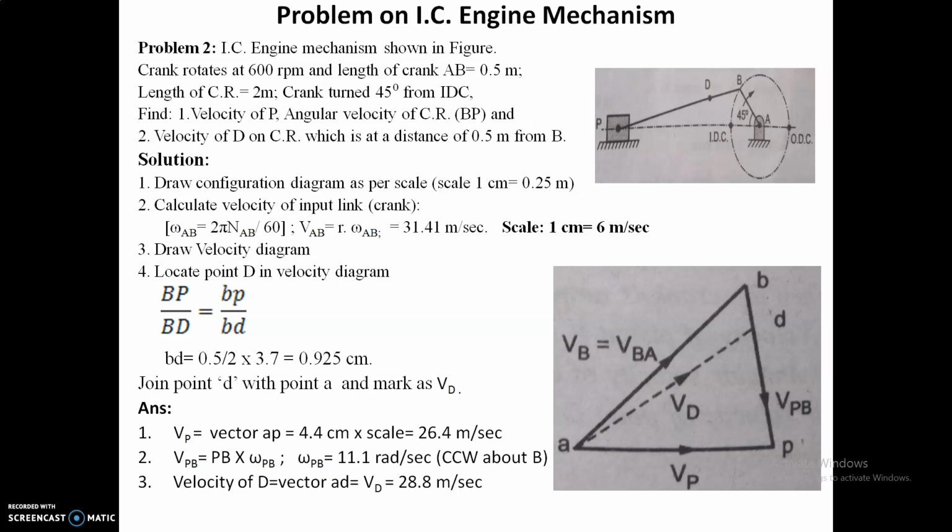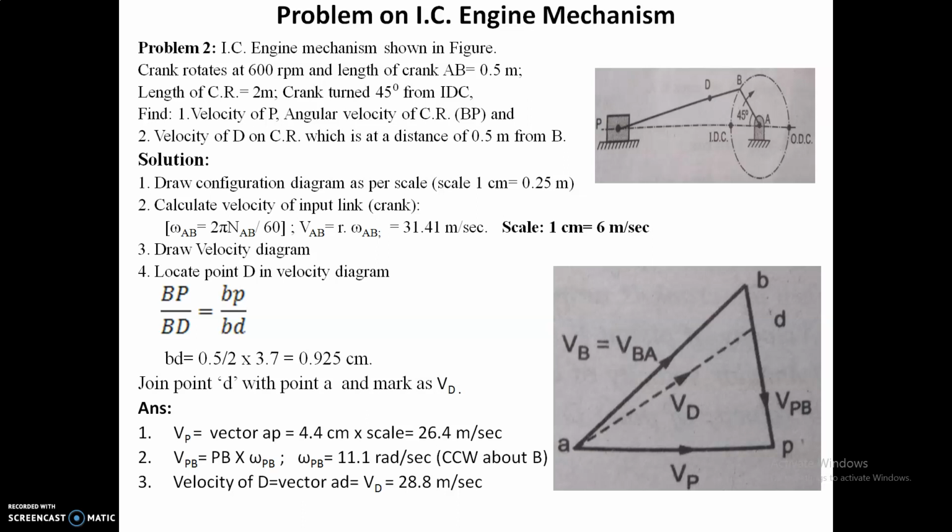Again, based on the length of the links, that is a minimum value for the crank of 0.5 meter, and the maximum length of the connecting rod which is 2 meter, and the available space on which you are making the velocity polygon, considering all these things, you take the scale for the configuration diagram. Here I have taken the scale as 1 centimeter is equal to 0.25 meter. After making the configuration diagram with the help of the scale, the next target is to make the velocity polygon.